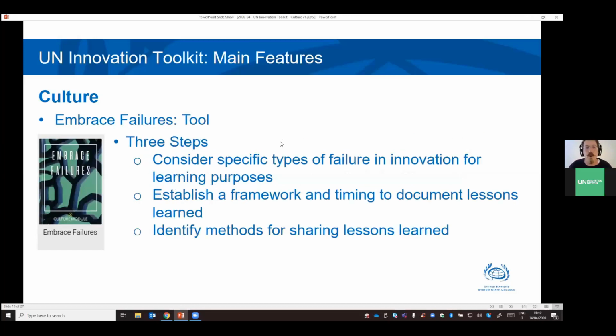The tool itself incorporates 3 critical steps. Firstly, to consider the specific types of failure in innovation for learning purposes. The second, to establish a framework and the timing to document these lessons learned. And thirdly, to identify methods for sharing the lessons. How do we communicate these lessons, and how do we target that communication to our internal stakeholders, to our external stakeholders? Are we managing up? Are we sharing across organizations or entities? Because of course, the way that we communicate that is going to be different for each of those entities.